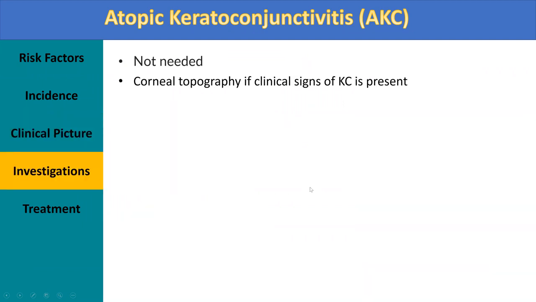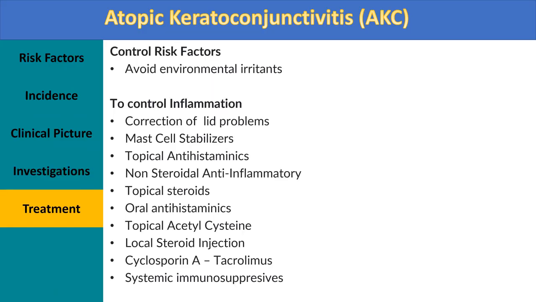So how would we investigate? You will not need it, as we mentioned, but again, we can do corneal topography if clinical signs of keratoconus are present, as we are going to discuss later on. Treatment is by controlling the risk factors such as the environmental irritants that we mentioned, and controlling the inflammation. First of all, correction of lid problems: those patients could have cicatrization of the lid, which results in entropion and trichiasis with the eyelashes rubbing against the cornea. So this will add to the keratopathy that these patients are suffering from.